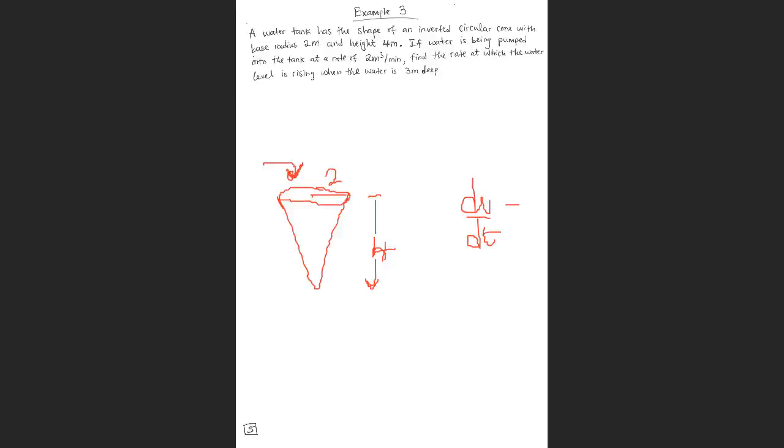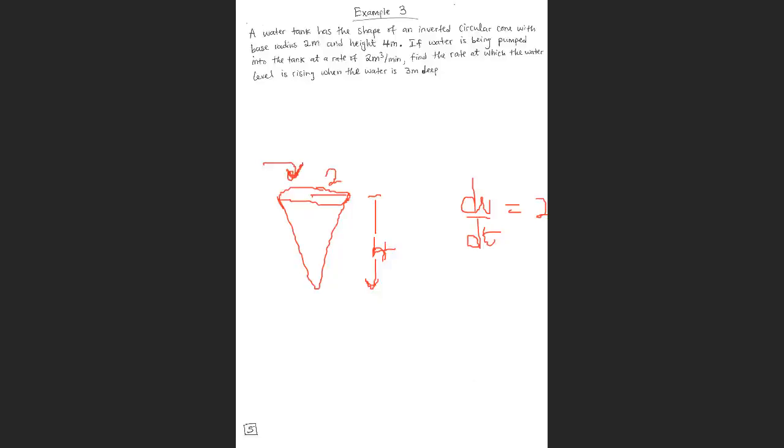And it's going to be positive because water is being pumped into the tank. The tank is not leaking water. Instead, water is being pumped inside the tank. Therefore, it's going to be a positive rate. You're going to get 2 meters cubed per minute, positive. If you make a mistake and say -2, for example, then I'm going to subtract marks because it means that you didn't read the question carefully.